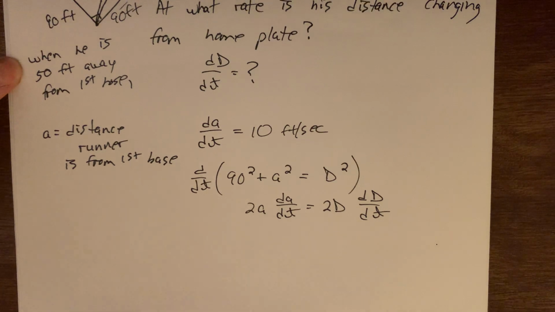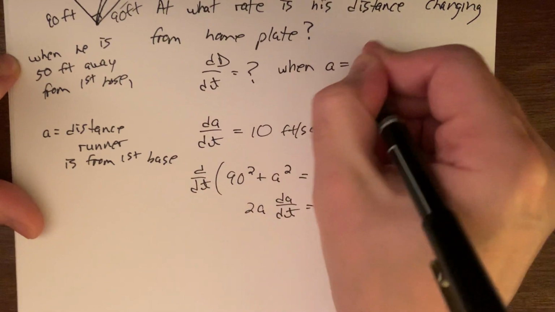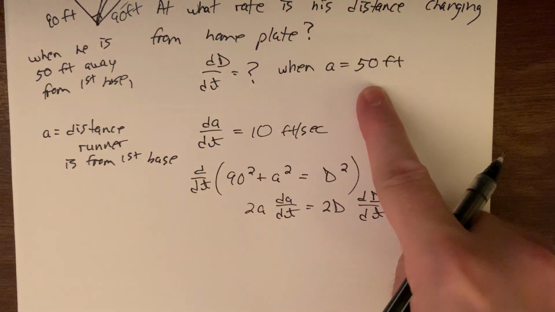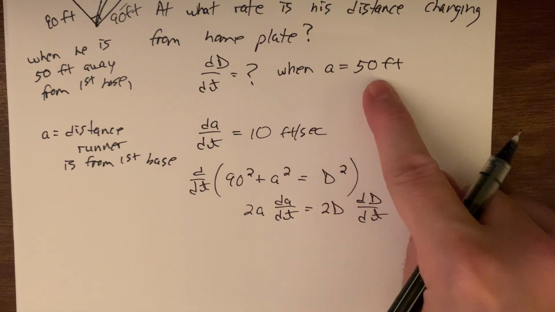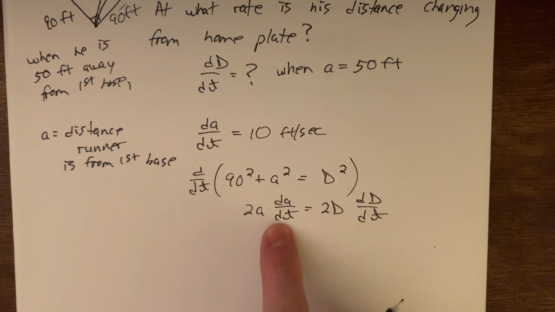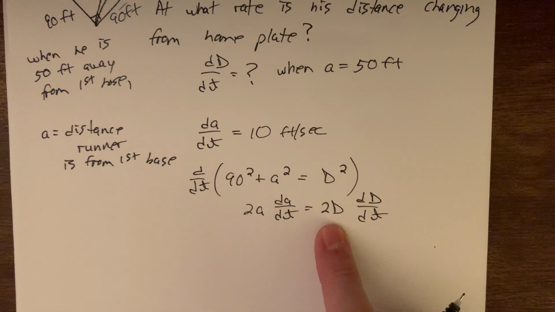People see this. We want dD/dt when A equals 50 feet. That was the moment we were talking about. But here's the problem, everybody. Look at what we know. We know dA/dt, we know A, we want dD/dt, but we need D.